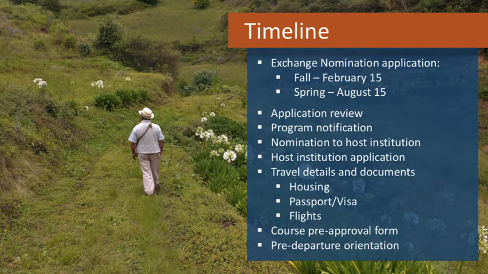Also, about 1 to 2 months before you leave, you'll attend a pre-departure orientation, which is a session where we cover information on health and safety, about how to mitigate risk when you're abroad, what to do in case of an emergency, the insurance benefits that you'll have when you're abroad, and then how to adjust to a new culture. So this is just a quick run through of the timeline to expect moving forward.